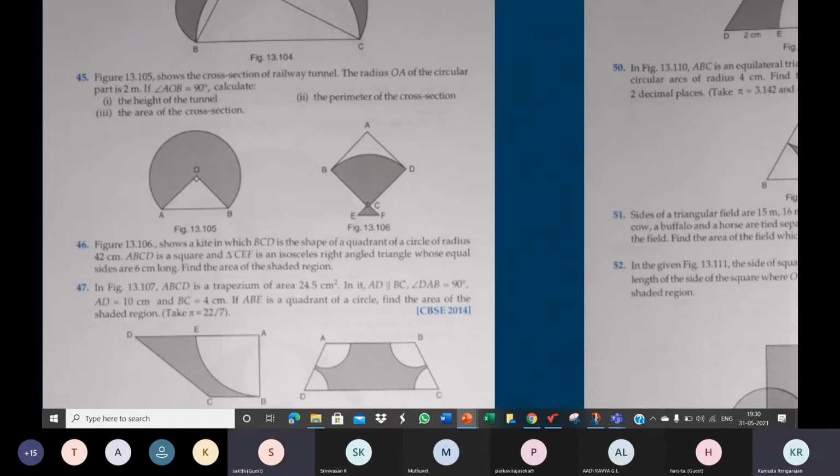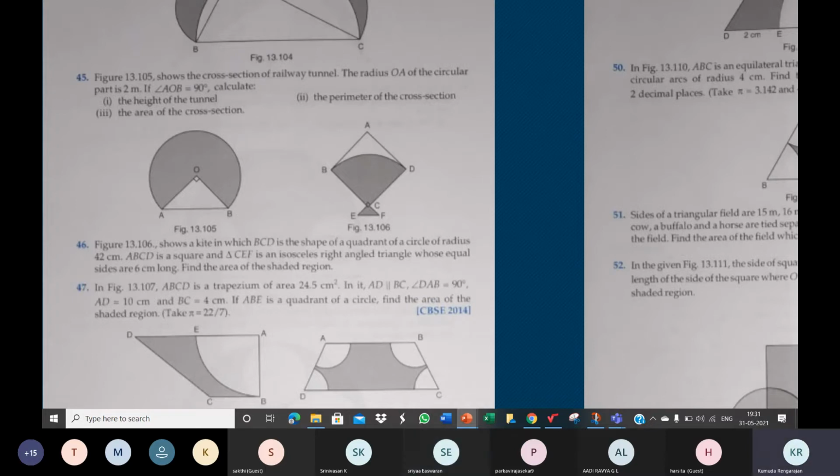Ma'am, it's coming as 80 by 7. Okay. 3 pi plus 2. 3 pi plus root 2, ma'am. No, 3 pi plus 2, ma'am. Sorry, ma'am. Yeah, that's what, 3 pi plus 2.